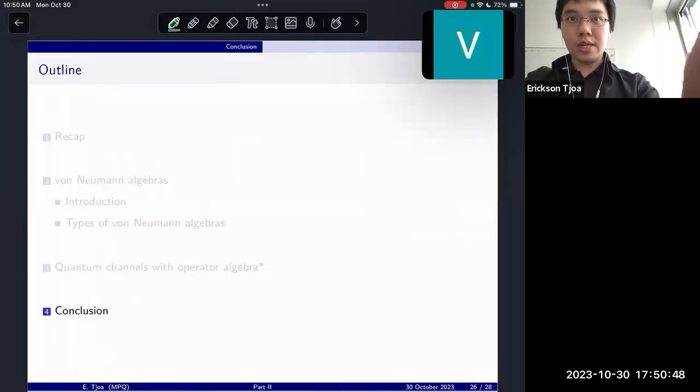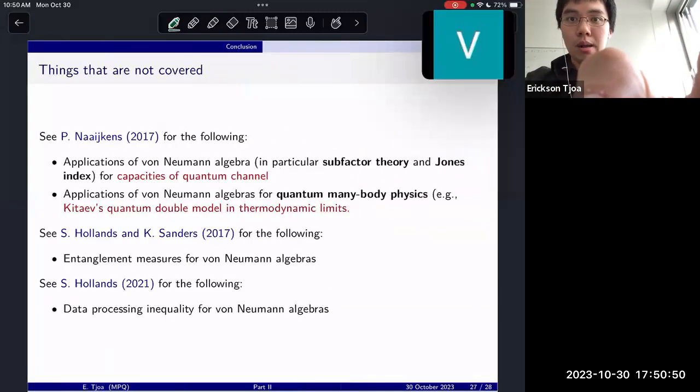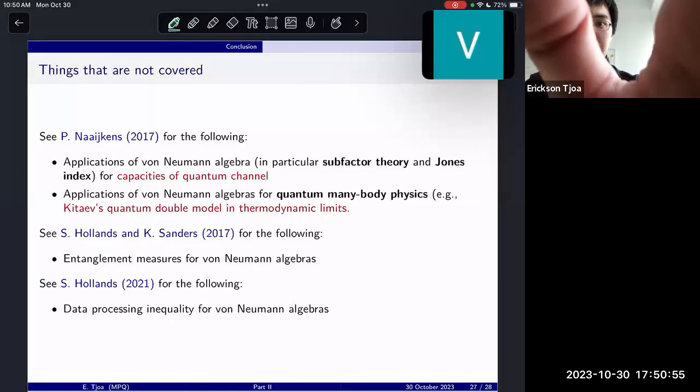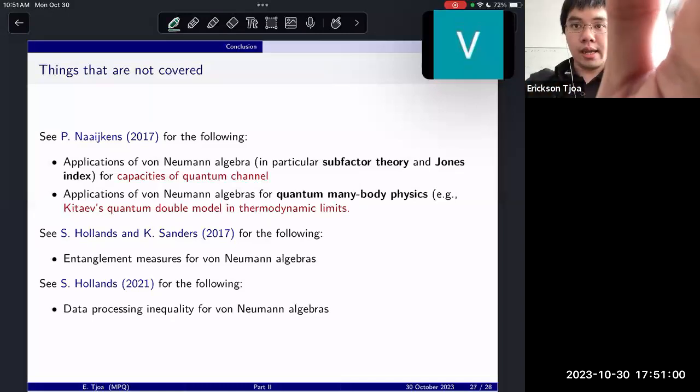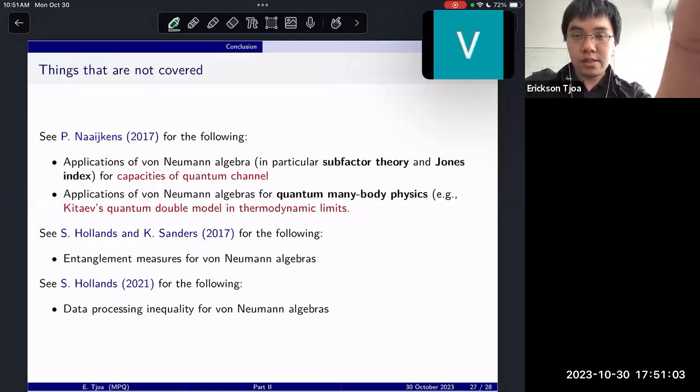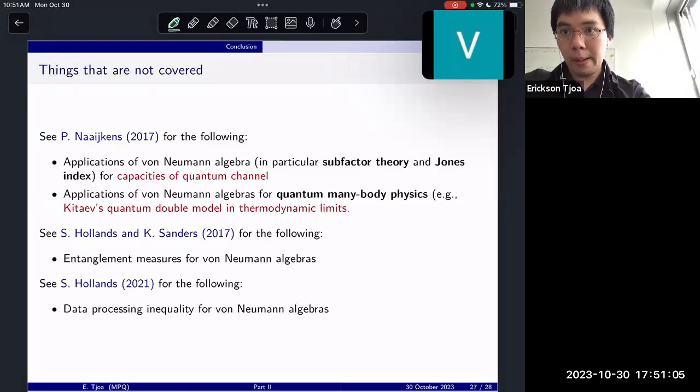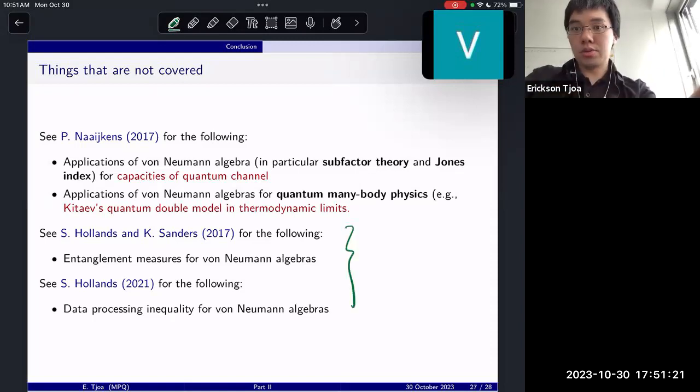And I think I'm going to leave this here because it's already 10:50. But I'm just going to say that I didn't cover many things that are very important. For example, if you look at this set of lecture notes by Nass Kens, you realize that he talks about subfactor theory, Jones index, or even connections to capacities of quantum channels in the von Neumann algebra language. You can also use von Neumann algebras to understand thermodynamic limits, for example, in many-body systems, topological order. And more importantly, you can also do a lot of things in quantum field theory and also generic data processing inequalities for von Neumann algebras.